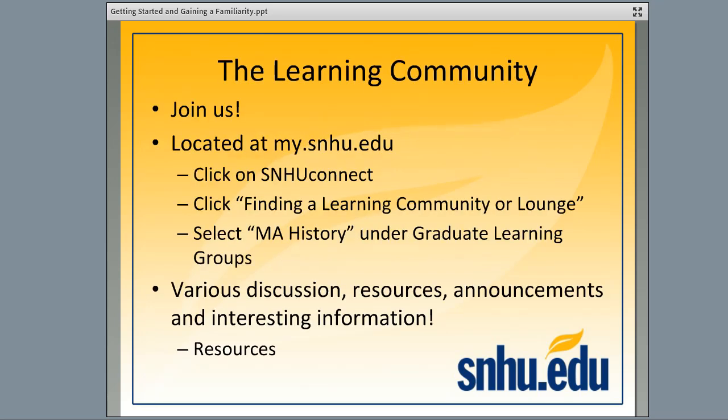So as we begin, we're going to take a look at the learning community, and if you're not familiar with it, I'd encourage you to join us. You can access the learning community by visiting my.snu.edu. Click on SNU Connect, then click on Finding a Learning Community or Lounge, and then you will select MA History Undergraduate Learning Groups. As you'll see on the my.snu page, there are a couple from which you can select, so you want to make sure that you are looking for that MA History.